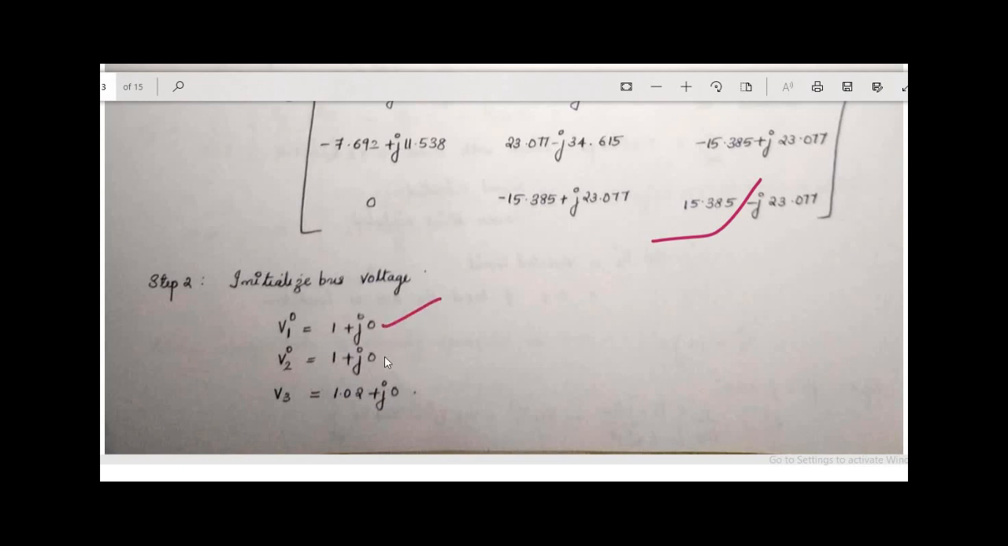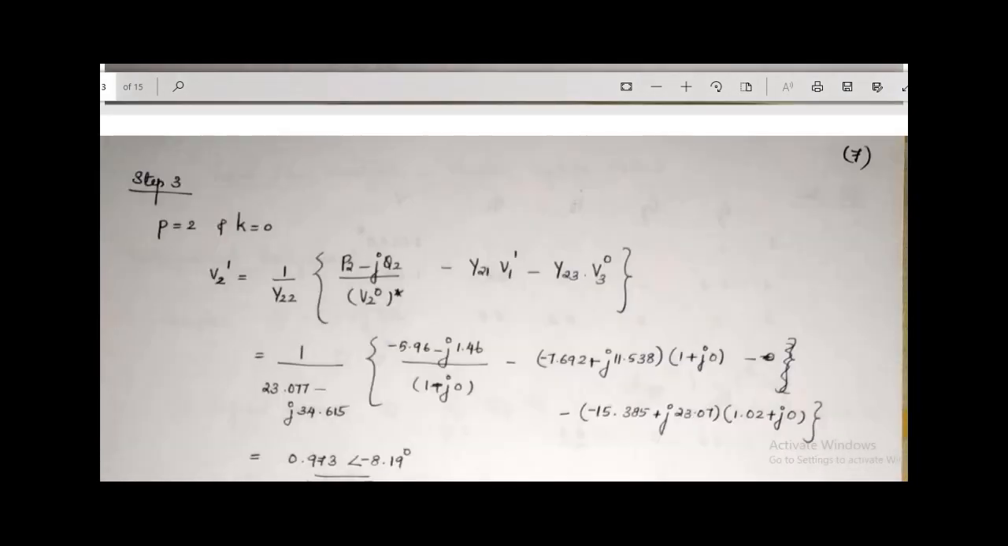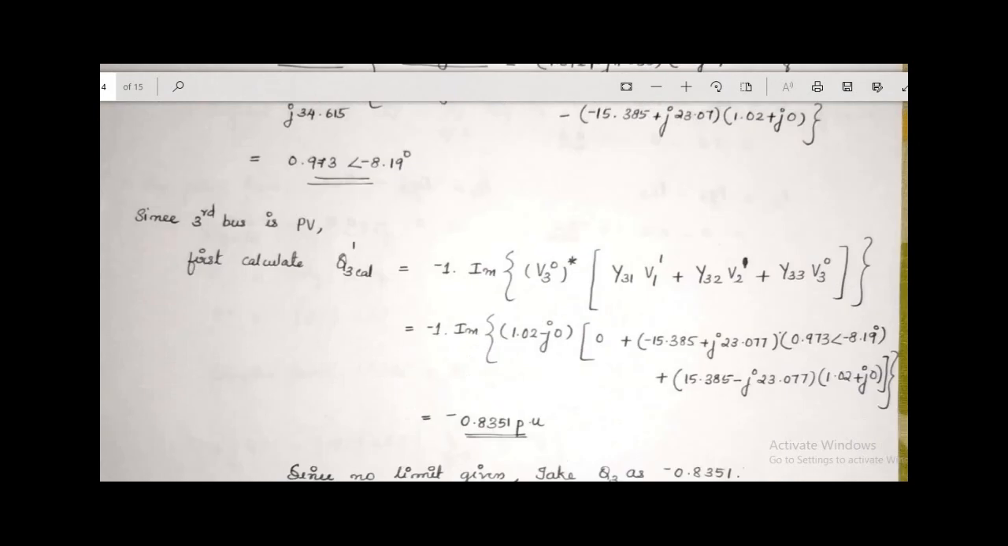The second bus is a load bus, its value is given as 1 plus j0. The third bus is a generator bus, whose magnitude is given in the question as 1.02. The angle is not given; we need to calculate it. So this is how we initialize this.